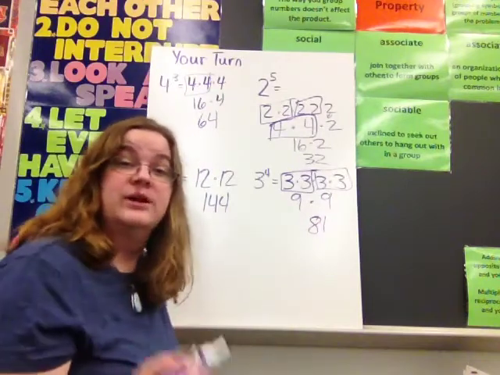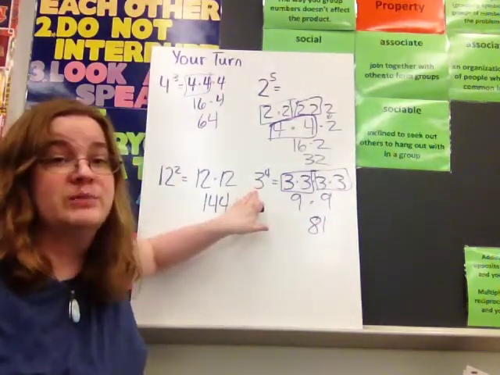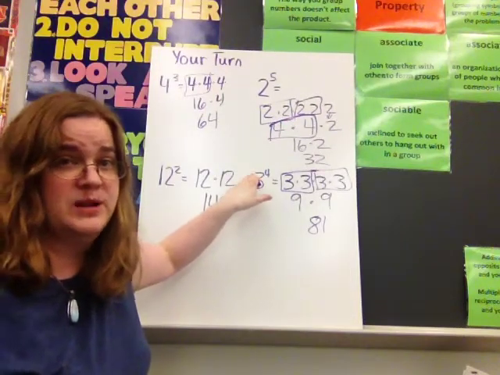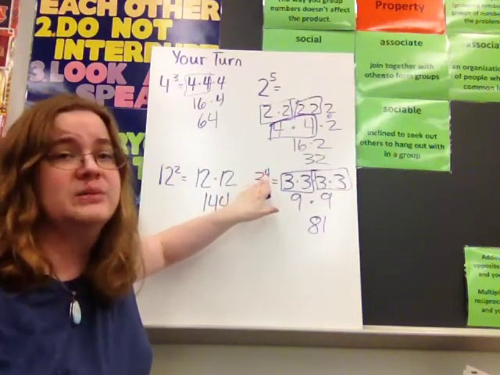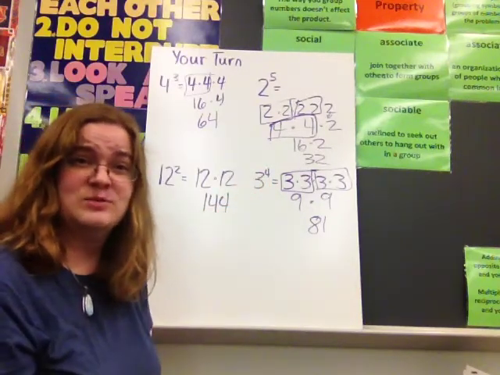Okay? So I hope this helps you with evaluating powers. Remember, the base is what number you're multiplying, and the exponent tells you how many to multiply. So something like 3 to the 4th power means there's 4 3s that I'm multiplying together. Good luck, and if you get stuck, watch the video again.